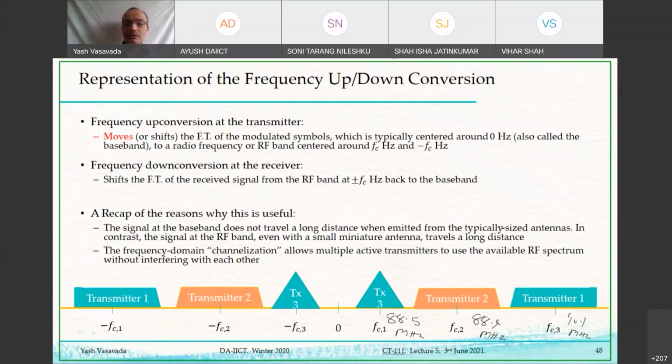This entire scheme is not possible if you don't do modulation, because in absence of modulation, all of this TX1, TX2, TX3 will be sitting at the baseband. And if the spectra are on top of each other, you can't separate them anymore, the way you are able to separate them in this way. So this is another reason why modulation is required in today's systems.